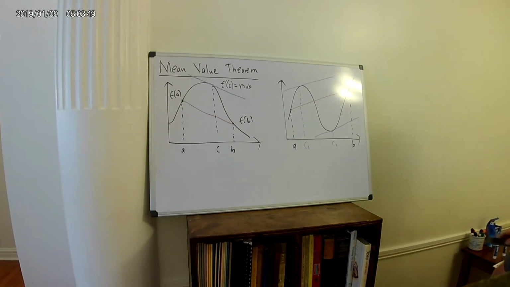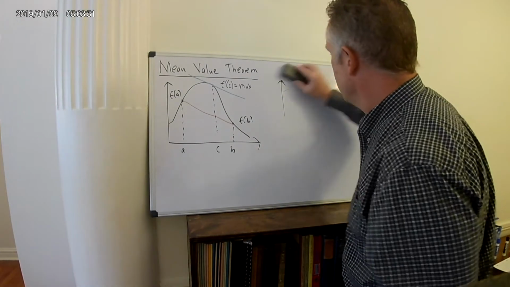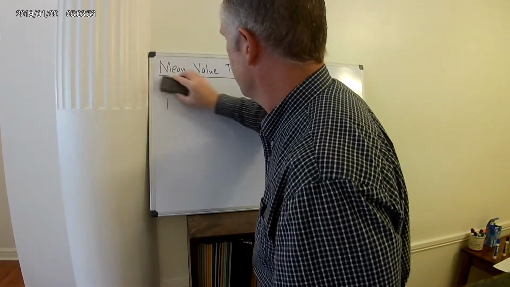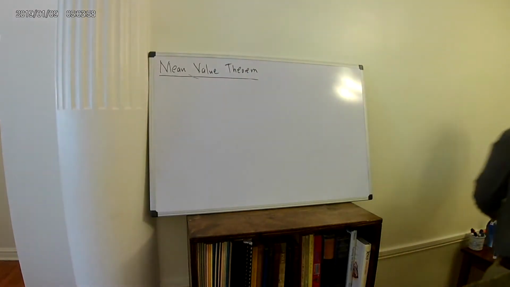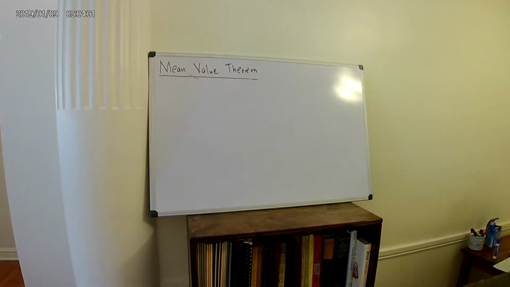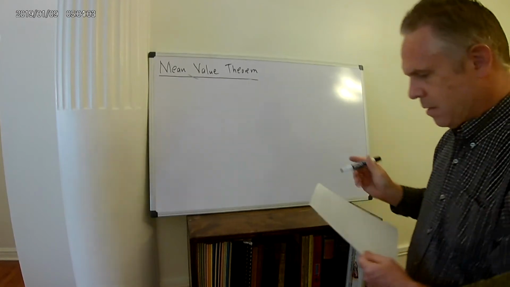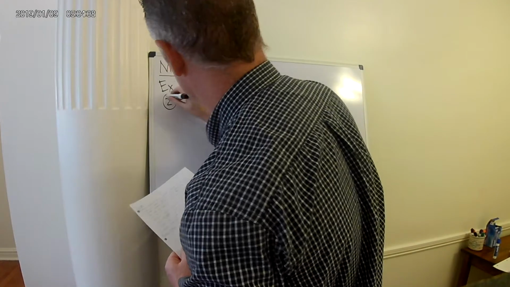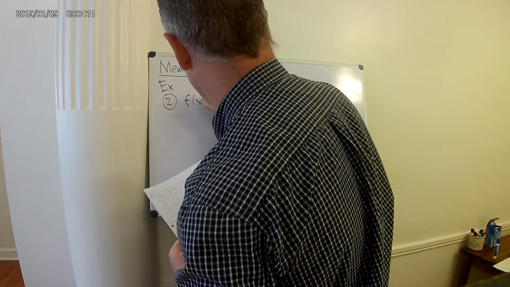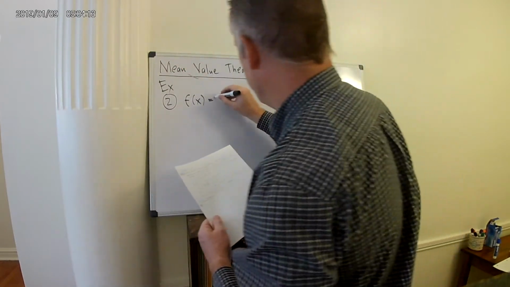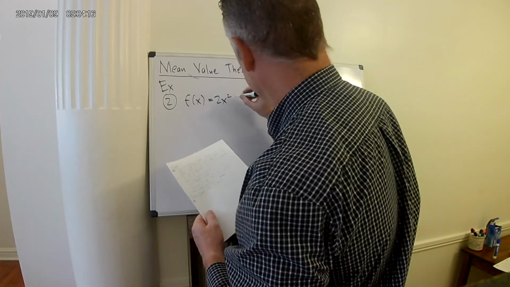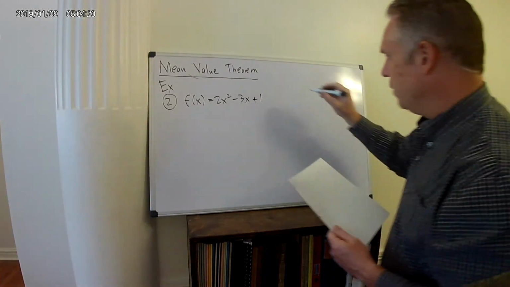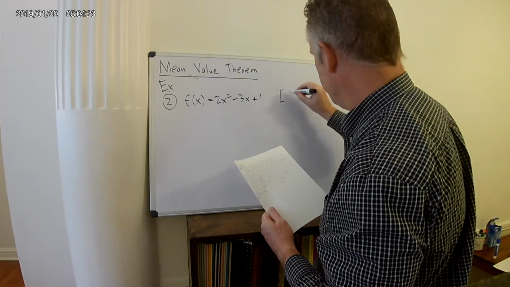And what we're going to do now is one more example problem involving the mean value theorem. So let's consider the function, so here's an example problem. I believe this is example problem 2. Let's consider the function f of x equals 2x squared minus 3x plus 1. And let's suppose we're considering the interval 0, 2.